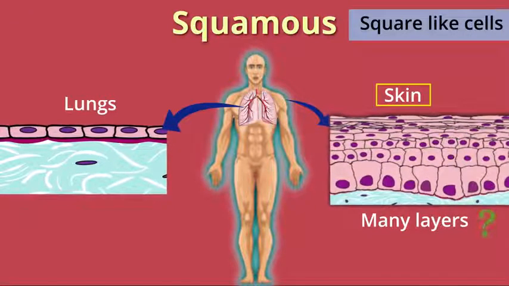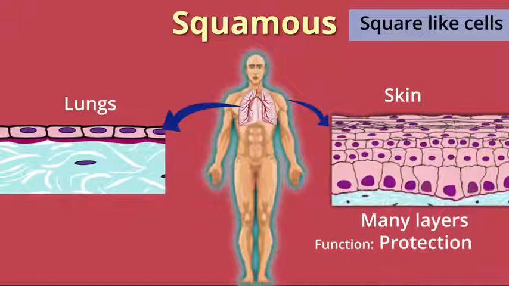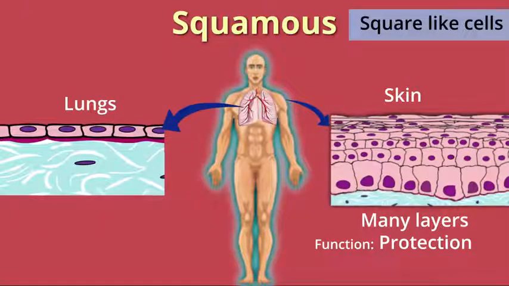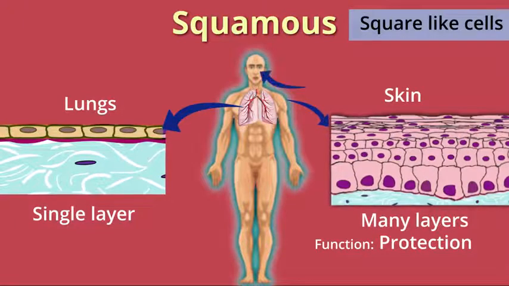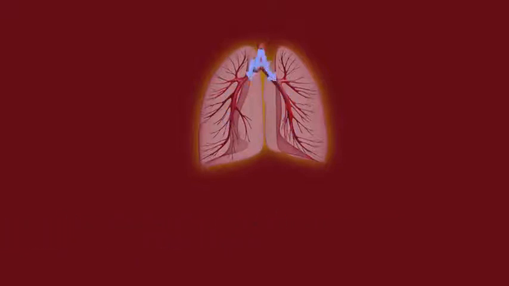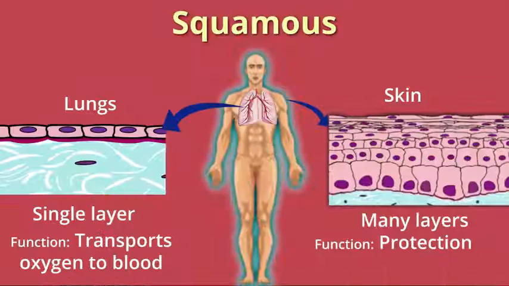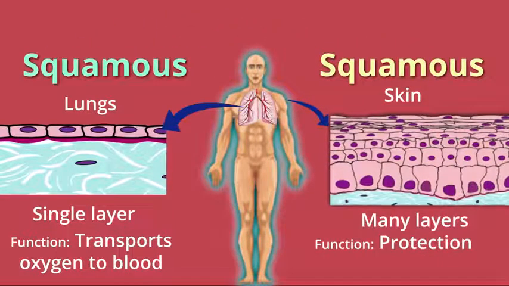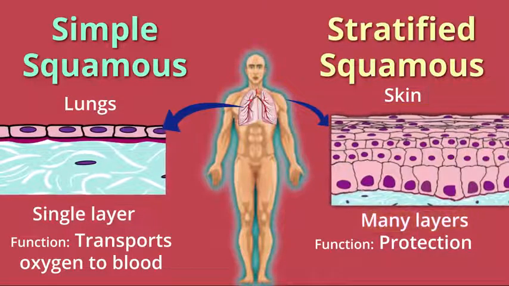Can you guess why skin has multiple layers? That is because the skin is protective in function and hence needs many layers. Whereas the lining of the lungs has only a single layer of cells. That is because during respiration, as we take in oxygen, the oxygen first enters our lungs and from there it has to be transported to our blood. So for this transfer, it is better to have only one single layer of cells, right? So here we've seen two types of squamous epithelium: simple squamous in the lungs and stratified squamous in the form of our skin.